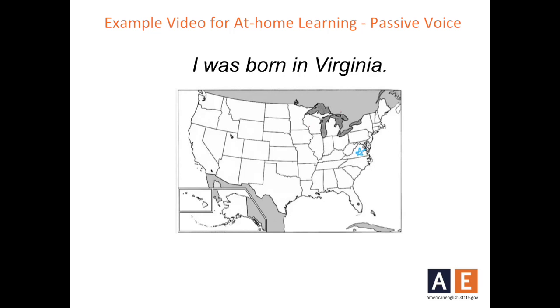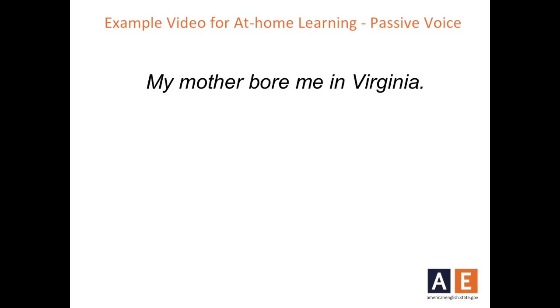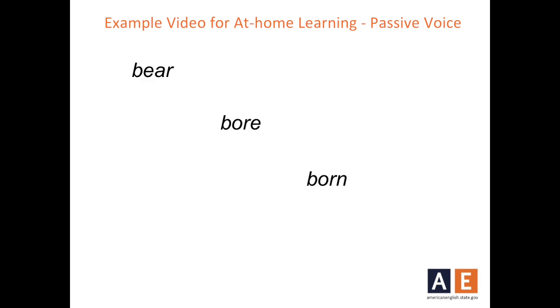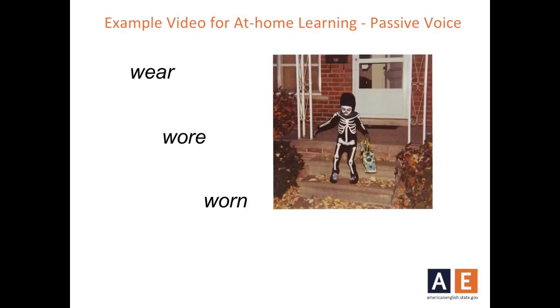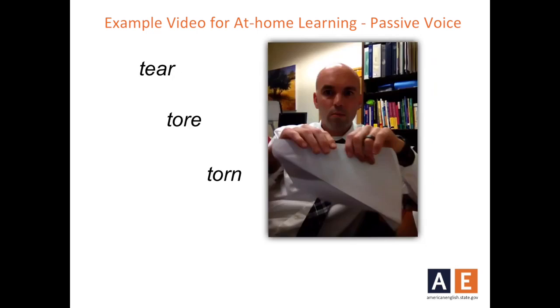I was born in Virginia. In other words, my mother bore me in Virginia. Sounds pretty funny, doesn't it? That's because the verb bear, the past tense is bore, and the past participle is born. Just like for the verb wear. We've got wear, wore, and worn. And the same thing is true for the verb tear. Tear, tore, torn. So you can see a pattern happening.